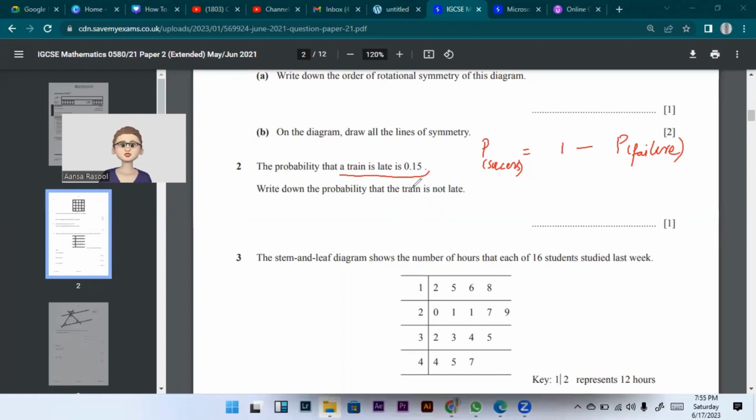Obviously, if the train is late, then it's the failure for it. It's the failure of the event. So this is the formula that you have to memorize. Write down the probability that the train is not late. It means the train shouldn't be late. That's the success. So if we apply this formula, the probability of success is 1 minus the probability of failure, which is the train being late. So it's 0.15. 1 minus 0.15, you get the answer 0.85, and that's the answer.